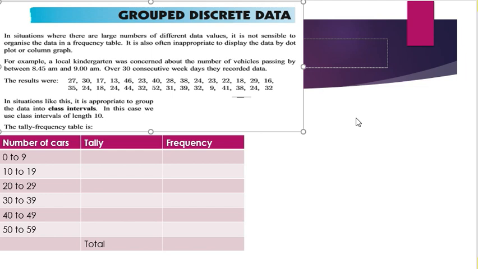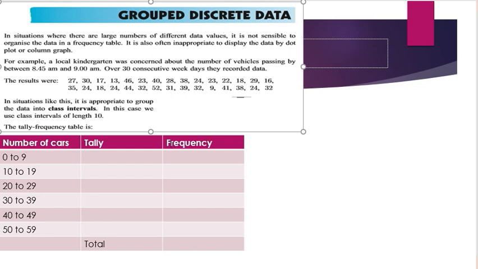Okay, so for example, a local kindergarten was concerned about the number of vehicles passing by between 8:45 a.m. and 9:45 a.m. Over 30 consecutive weekdays, they recorded the data. So here is the data we got. In situations like this, it is appropriate to group the data into class intervals. In this case, we use class intervals of length 10. You have to make sure that you are choosing the right interval. You have to rely on the numbers that you have and check what is the appropriate one. So we're choosing the class interval of length 10.